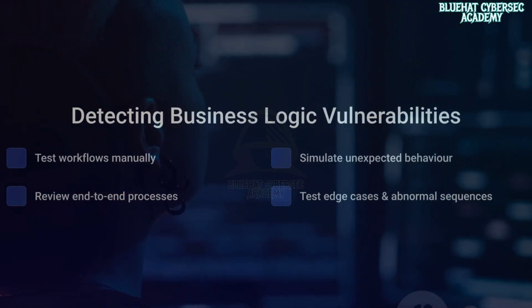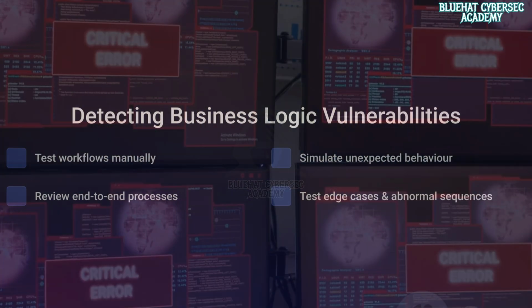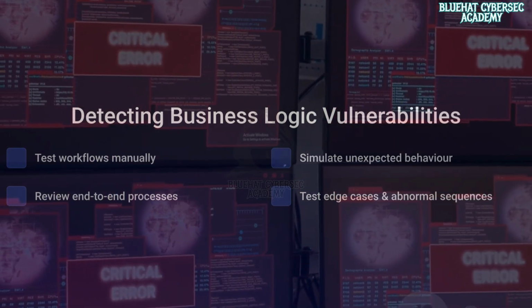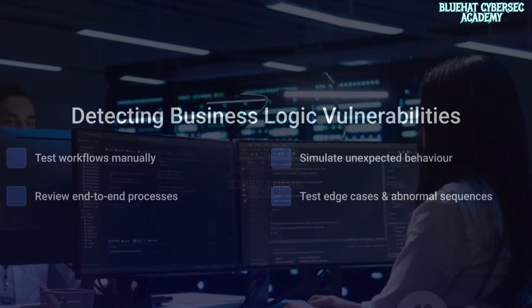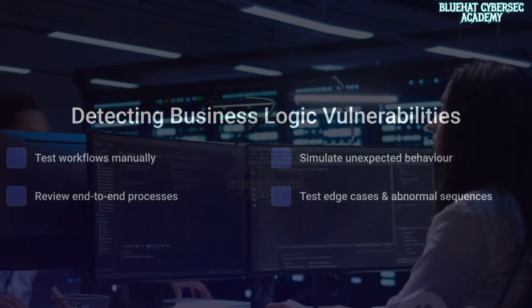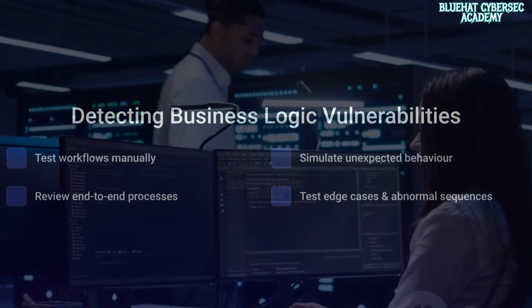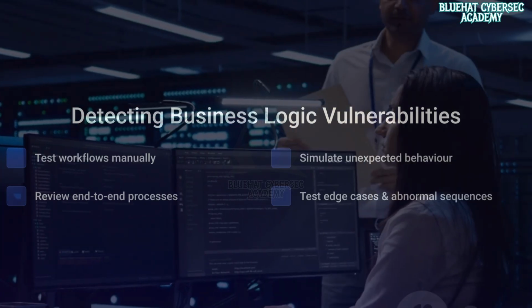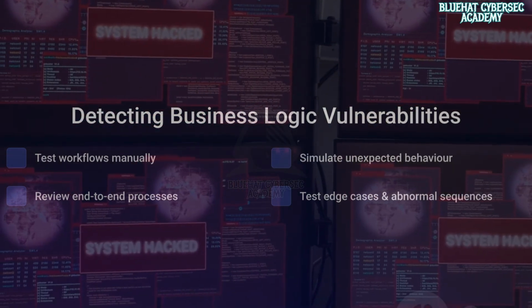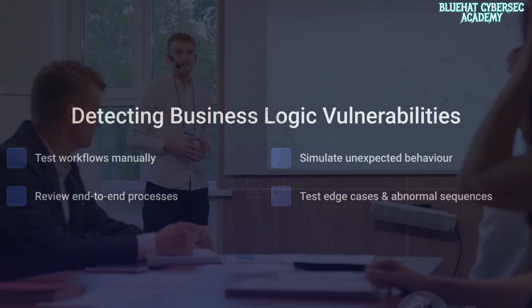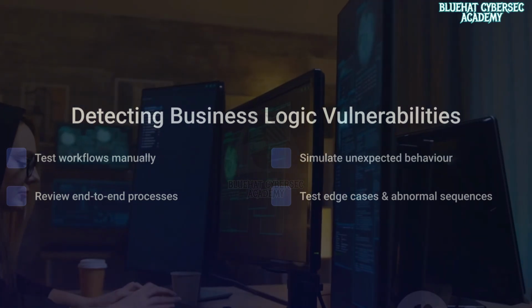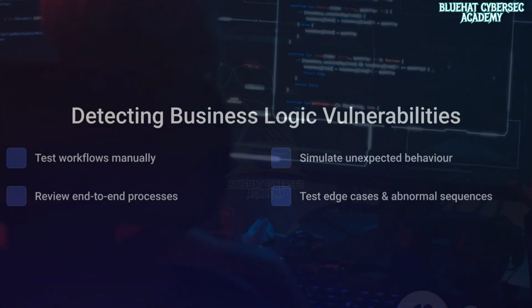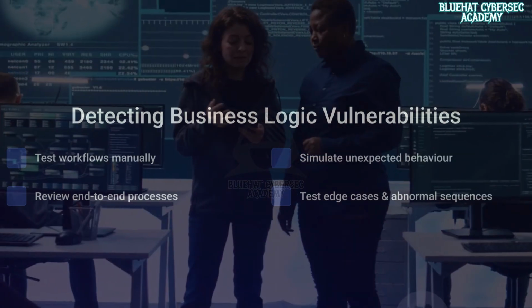Now, when it comes to detecting business logic vulnerabilities, these issues are rarely found by automated tools. Instead, detection requires manual thinking. It involves carefully testing workflows, simulating unexpected user behavior, reviewing full end-to-end processes, and testing edge cases and abnormal sequences. Security professionals often say something simple but powerful. If a system can be used incorrectly, someone will eventually use it that way.